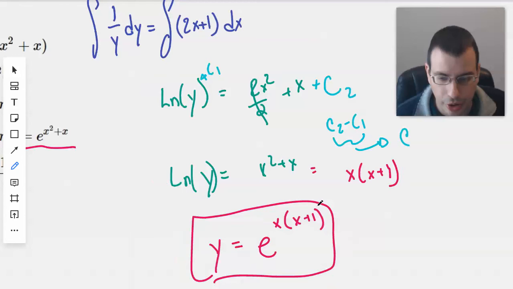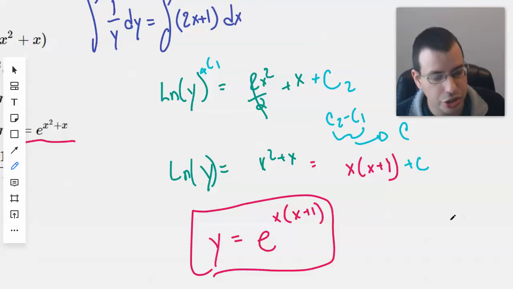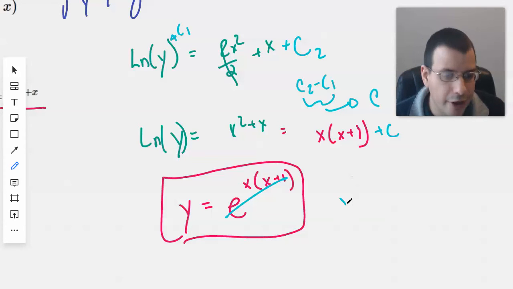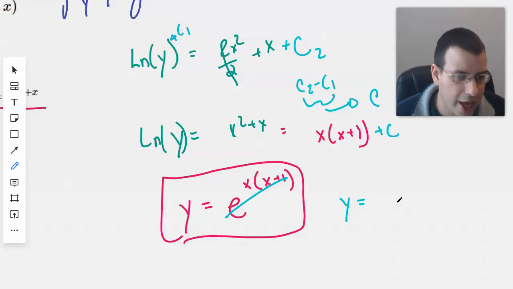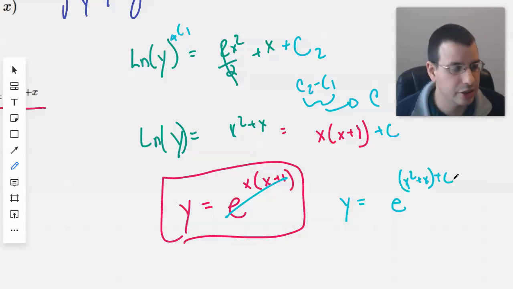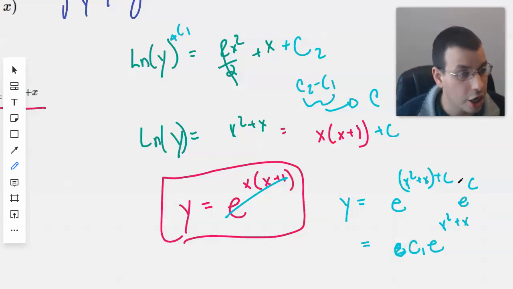which we just call another c. And so, even though I'm kind of dismissive often of constants, what we should remember then is when we take both sides to e to the natural log of y to get y, and we take the other side to the exponent of e, we have e to the x squared plus x plus c. Well, this can then be rewritten as a constant times e to the x squared plus x, because we can pull out the c, make it e to the c, which is just another constant.